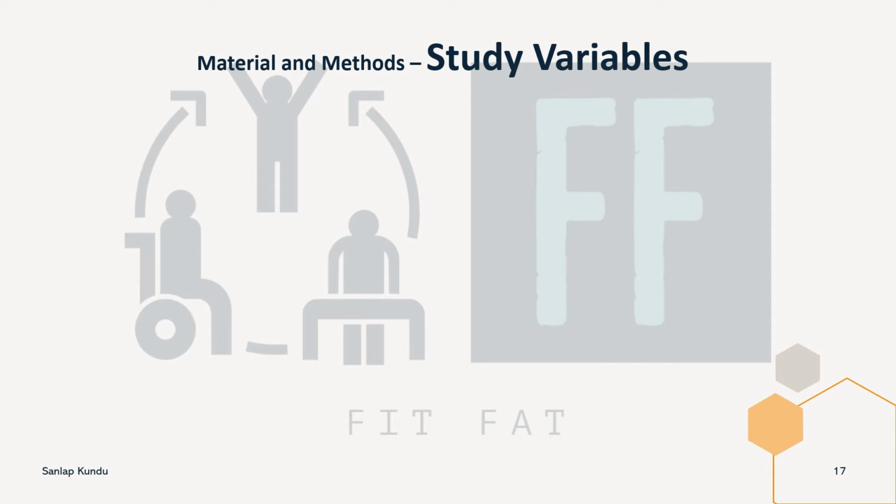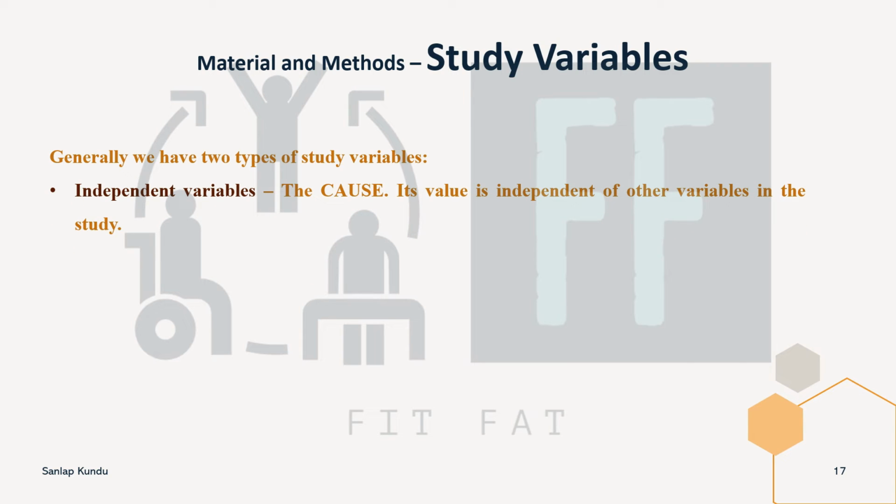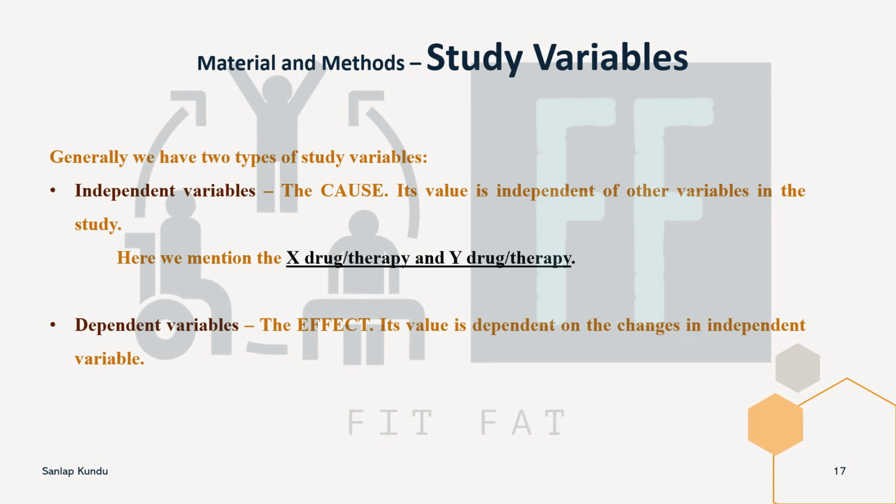Next in the material and methods are the study variables. First is the independent variable, which is the cause. Its value is independent of other variables in the study. Here we need to mention the therapy or drugs that we are giving to the patients. Second is the dependent variable. It is the effect of the independent variable. Its value is dependent on the changes in the independent variable. Here we need to mention the outcome measures that we are taking in our study.